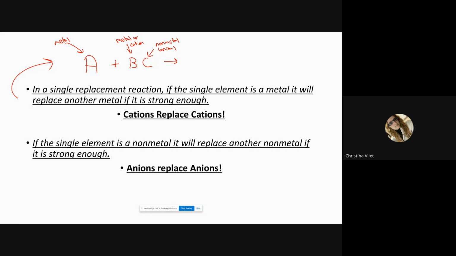And so in the first type of single replacement reaction, if A, the element that's by itself, is a metal, it's going to look to swap out with either the metal or the cation that's in the ionic compound. And so if the metal that's by itself is stronger than the metal that's in the compound, meaning if A is stronger than B, so A has to be stronger than B for this to happen.